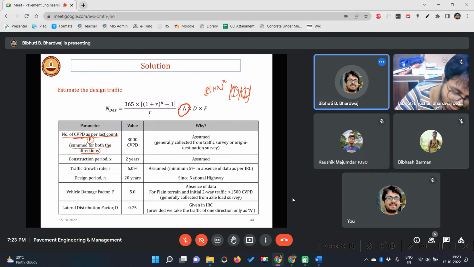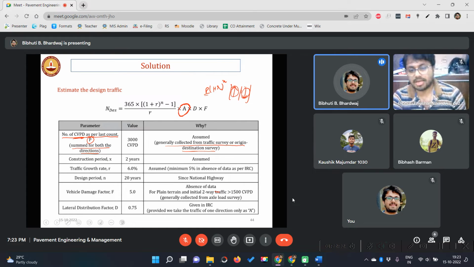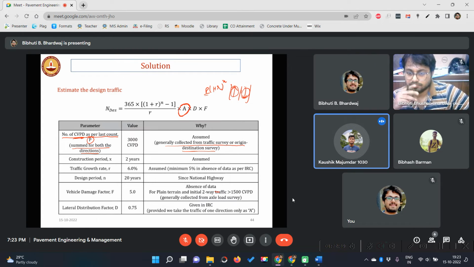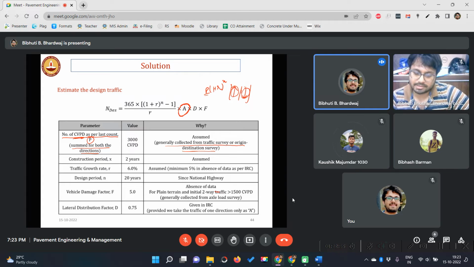So generally, it is collected from traffic survey, origin destination survey. Now you may ask, where will you conduct a traffic survey? There is no road. If there is no road, it is going to be a new road. Then how will you know there will be traffic? So we have to look at the population as well, and we have to look at nearby roads as to how much traffic would be routed through that road.